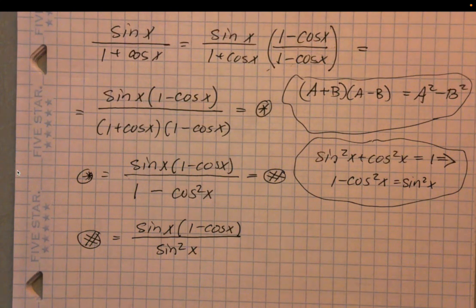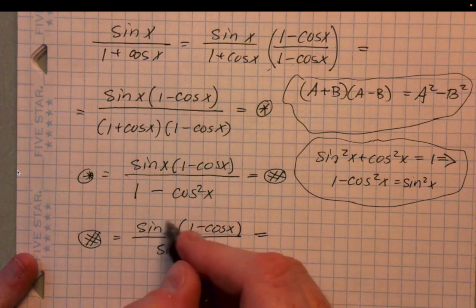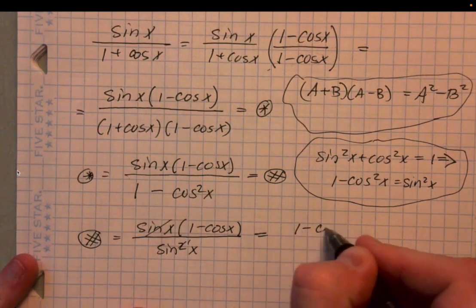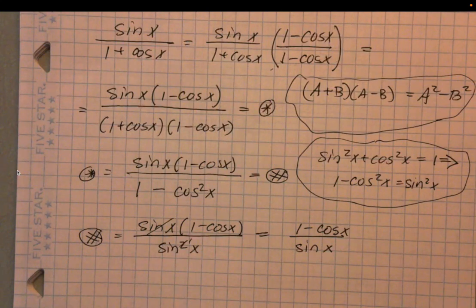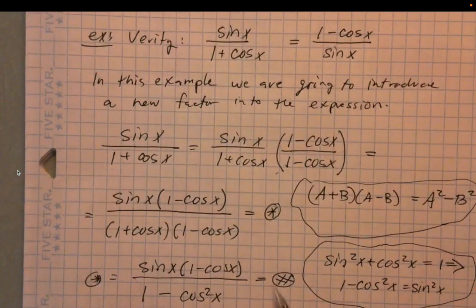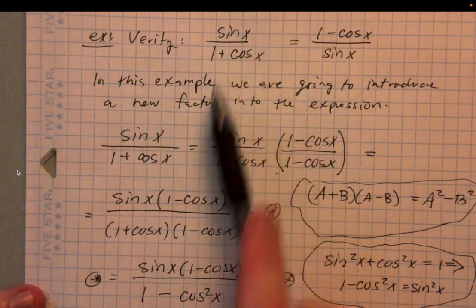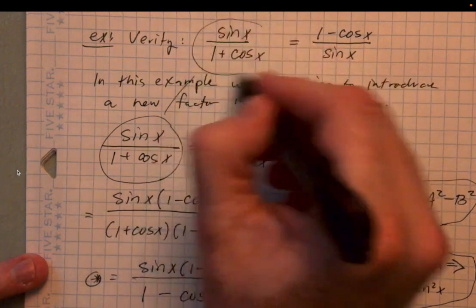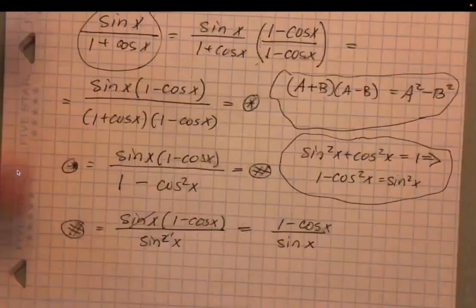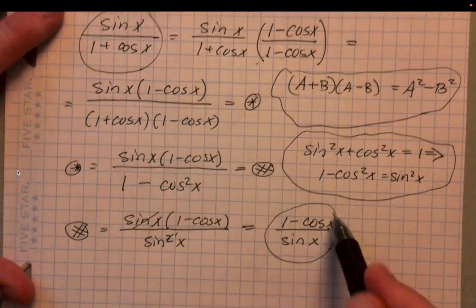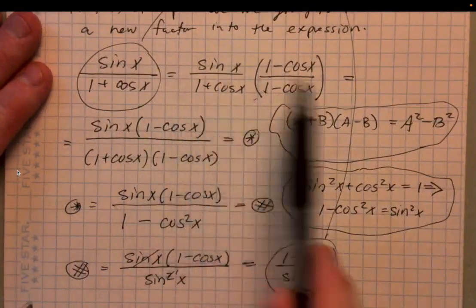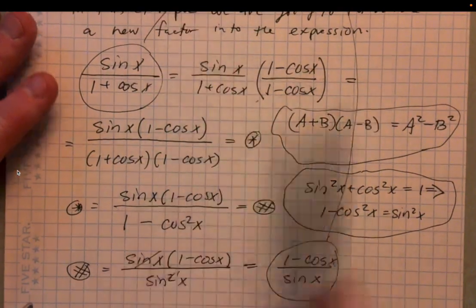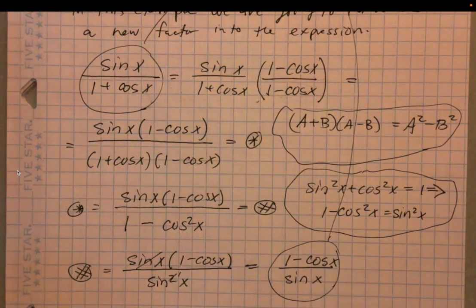Okay, so I'm almost there, right? This denominator is basically sine x times sine x, and so I can do a cancellation here. I can cancel one of those, and I now have 1 minus cos x over sine of x. Okay, and that's what I'm after, isn't it? That's the goal. Right, so I started with sine of x over 1 plus cos x, that's right here, and I ended with 1 minus cos x over sine x, which is exactly what I wanted to end with. And everything in the chain of reasoning here is just equals, equals, equals. So this side is equal to this side now. And I verified it.